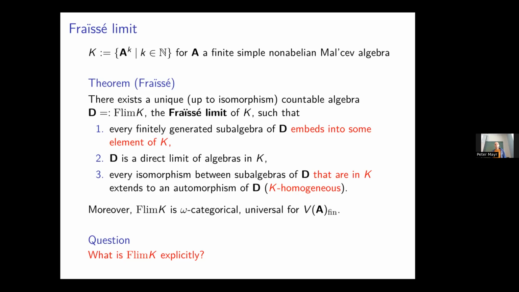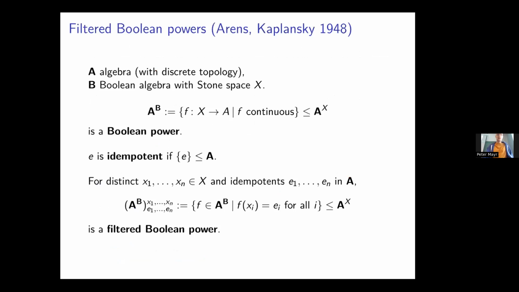So, well, that's all very nice if you like these kind of things, Fraïssé limits, right? But it still begs the question for me, naively, can we describe this Fraïssé limit somewhat explicitly, except as such a direct limit of direct powers? And the answer is, of course, yes, we can, using constructions called filtered Boolean powers. That's due to Arens and Kaplansky, I think.